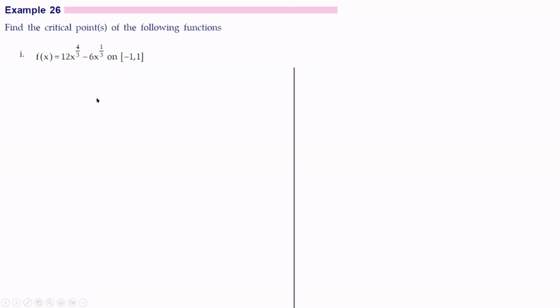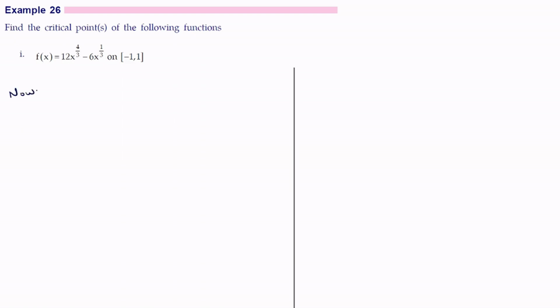Now we will move on with the examples. Find the critical points of the following function. So we have seen that at the critical points f dash of x is 0. So we can equate f dash of x to 0 and solve for x to find the critical points. The first subdivision: f of x is equal to 12 into x raised to 4 by 3 minus 6 into x raised to 1 by 3 on the closed interval minus 1 comma 1. So here we need to find the critical points.